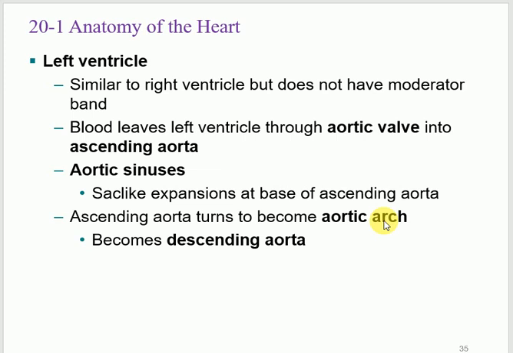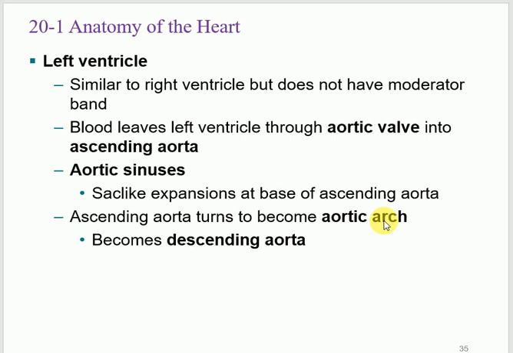What takes the blood out of the heart from the right ventricle? If you guys are following, pulmonary trunk. What takes the blood out of the left ventricle? Aorta. And there is a valve there. What do you call the valve leading to the aorta? Aortic semilunar valve. Yes, aortic semilunar valve.